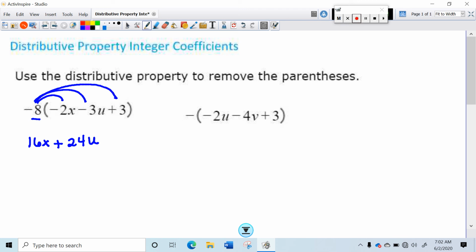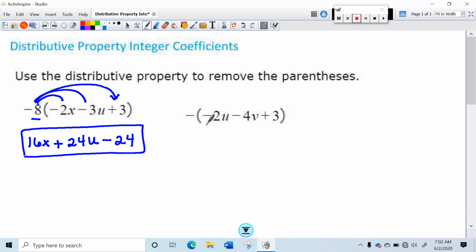And then you go to the next one. Now on this next one we have a negative with the 8, but there is no negative with that 3 to cancel it out. So it's going to stay negative. And then 8 times 3 is 24. So that's the answer to that. It's just getting rid of the parentheses.